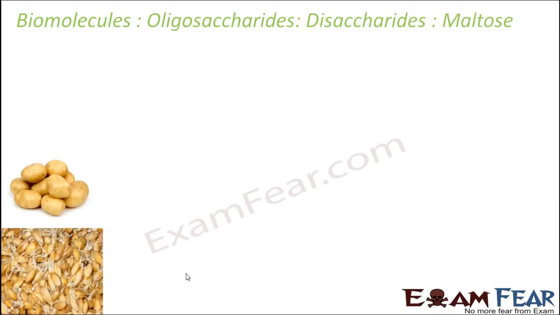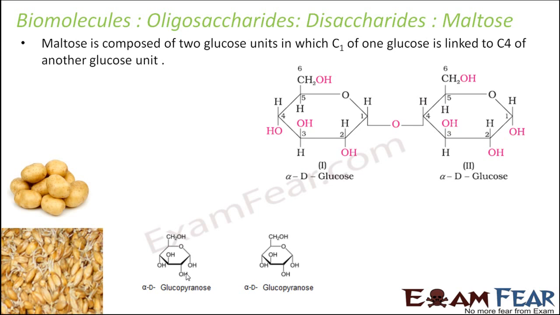Let us talk about maltose. Maltose is composed of two glucose units in which C1 of one glucose is linked to C4 of another glucose. You can see carbon 1 is linked with carbon 4 by this glycosidic linkage or glycosidic bond. This is an example of a disaccharide made up of two similar monosaccharides, so on hydrolysis of maltose, you will get two similar units.